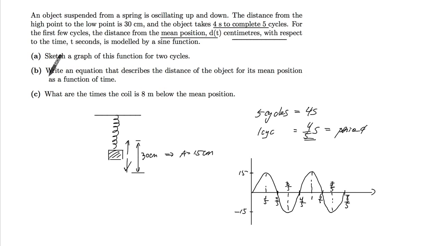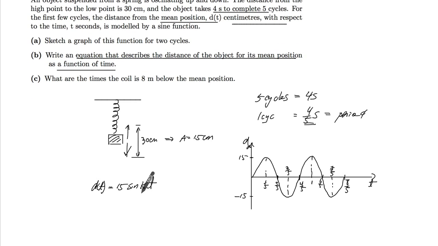Okay, so that's A. Part B, write an equation that describes the distance of an object from its mean position as a function of time. So just get the equation of this. So this is D, this is time. D is a function of time. Amplitude is 15, sine of KT, okay, KT. And to get K, here's a period 4/5.